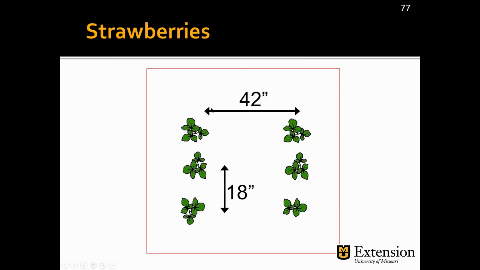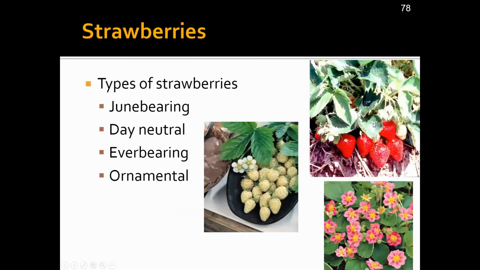Now, you want to plant them 42 inches in between rows and 18 inches in between plants. That's a general rule of thumb for strawberries. Keep in mind that there are different varieties of strawberries, and depending on what your objective is, you grow these strawberries. June-bearing strawberries are the ones that you plant a year before, and they need the cold temperature.